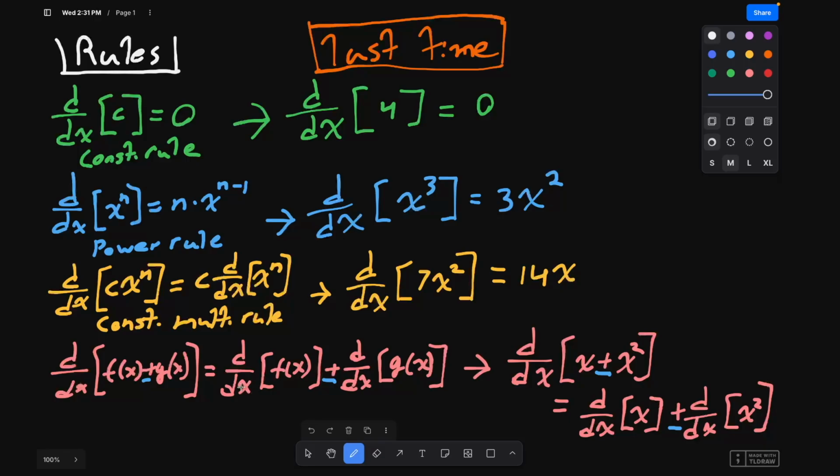And then we learned how to take derivatives of functions with addition and subtraction inside of them. And we do that just by breaking apart the function by addition and subtraction. In this video, we're going to learn 3 new rules that will enable us to take more complex derivatives that we can't do with just these 4 rules here. We're going to learn the product rule first, and then the quotient rule, and then the third rule we're going to learn is the chain rule.